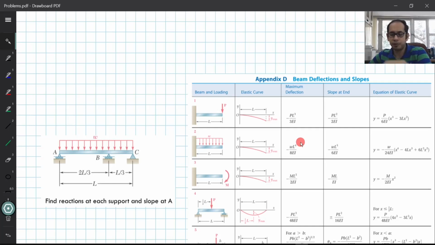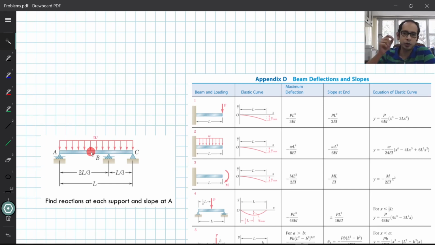This problem example for superposition deals with a continuous beam where you have two spans, 2L over 3, after that you have a roller support and you have another L over 3. What the problem asks you is to find the reactions at each of the supports and the slope at the point. This is also an example where simple equations of equilibrium will not be sufficient to find the support reactions. You would have to use the deflection relationships and so on to find the reactions and the slope, right?